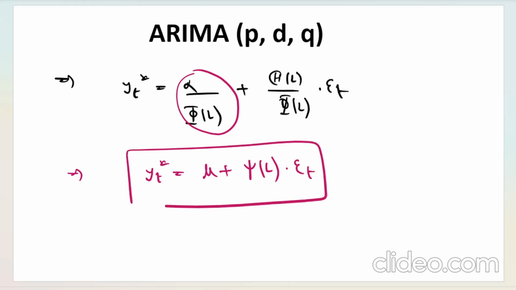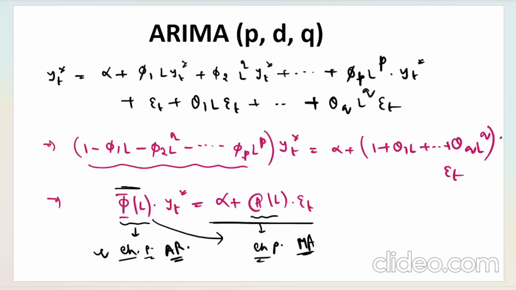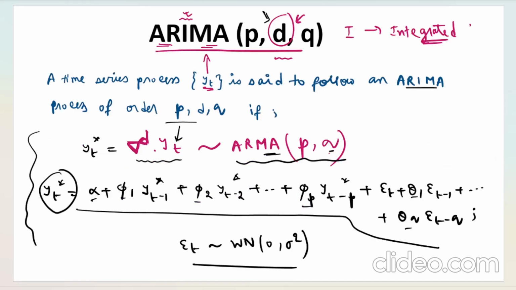t, and this is the compact form of ARIMA p, d, q, where this mu is nothing but alpha by phi L and xi L is a function of L only. This is the ratio of the characteristic polynomials. So this is basically the entire definition or description of the ARIMA that I wanted to share with you.